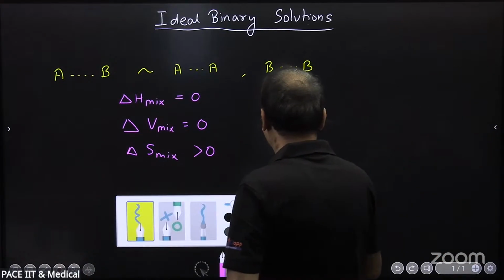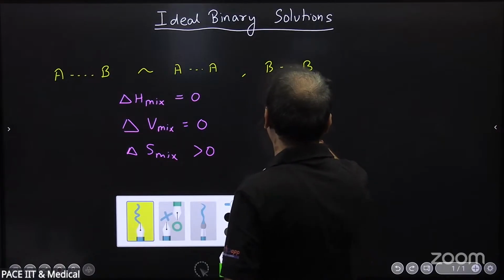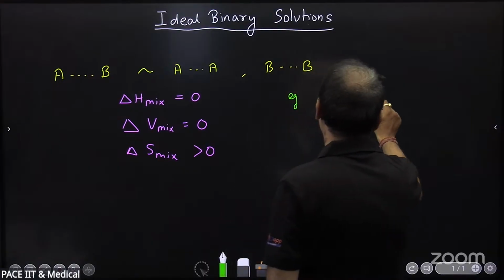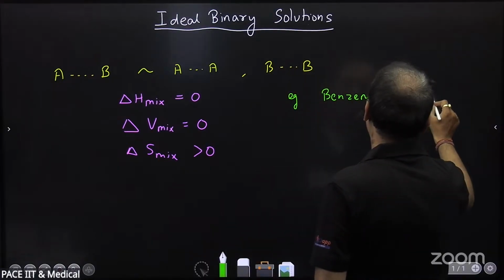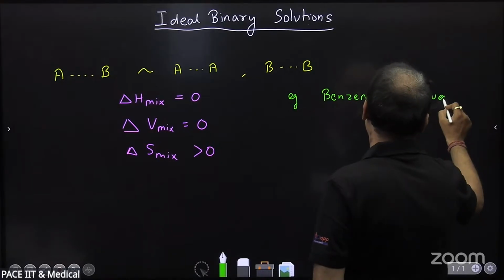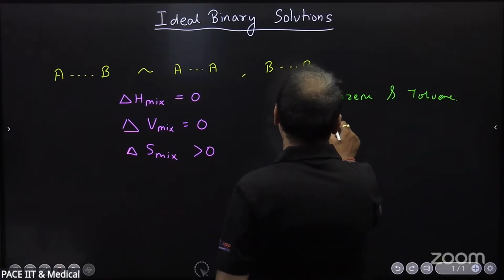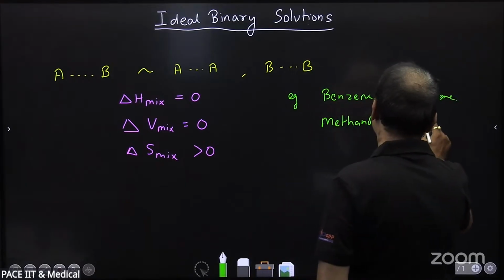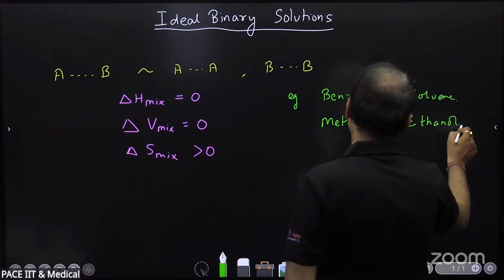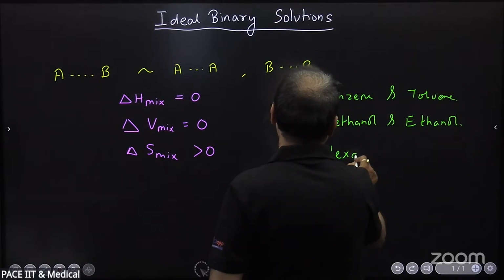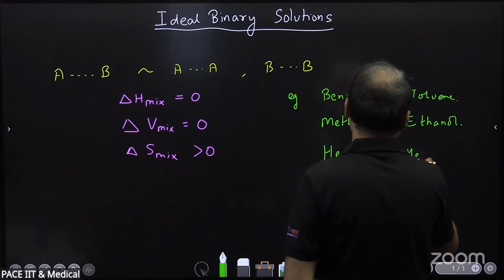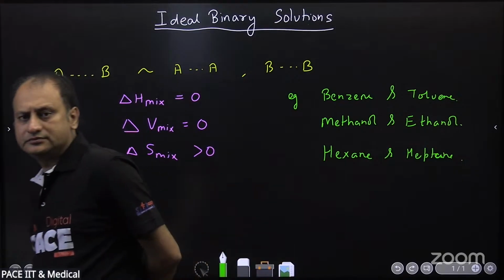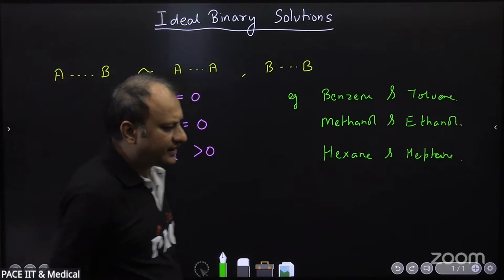Very common examples for ideal solutions can be a solution of benzene and toluene, ethanol, hexane, heptane. Correct? So very closely resembling ideal solution.